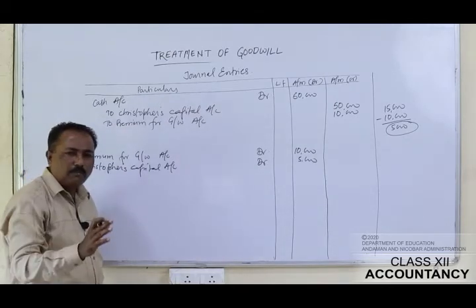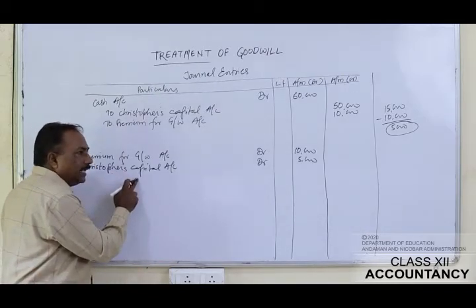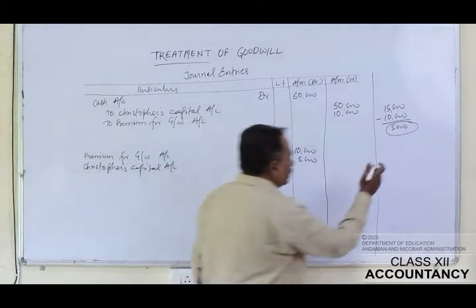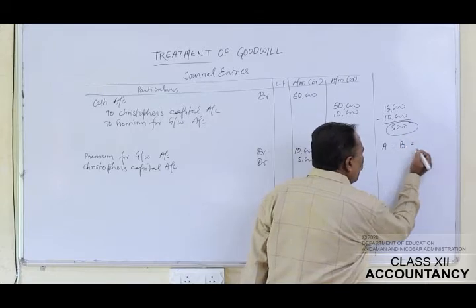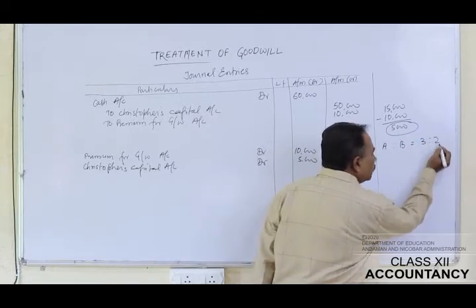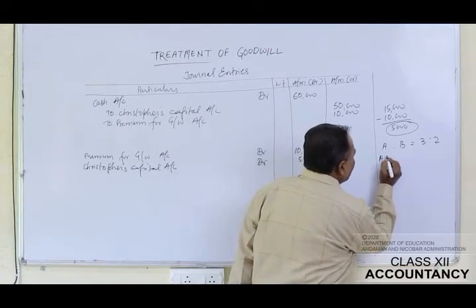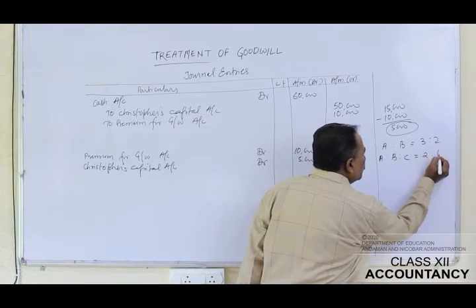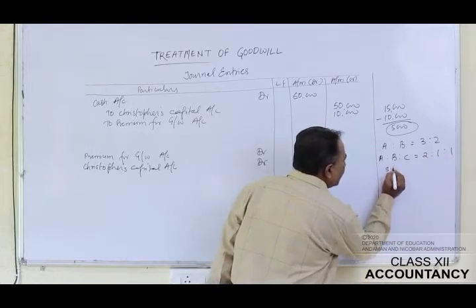I don't know whether both the partners have sacrificed or not. So, don't write the names here now. First you have to calculate the sacrificing ratio. The old share was 3:2, and the new profit sharing ratio of Aditya, Balan and Christopher was 2:1:1. Now we have to calculate the sacrificing ratio.